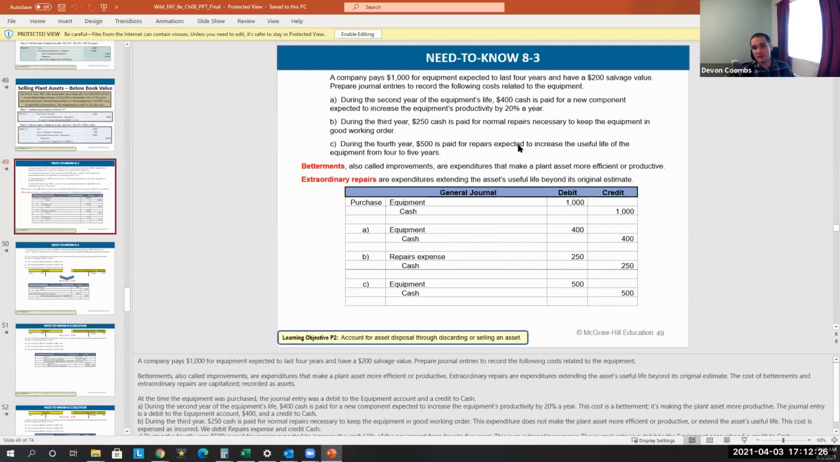The next one, during the third year, 250 in cash is paid for normal repairs. Normal repairs we expense, right? So we're going to have a repairs expense of 250 and cash of 250. Normal repairs we expense, betterment we capitalize.